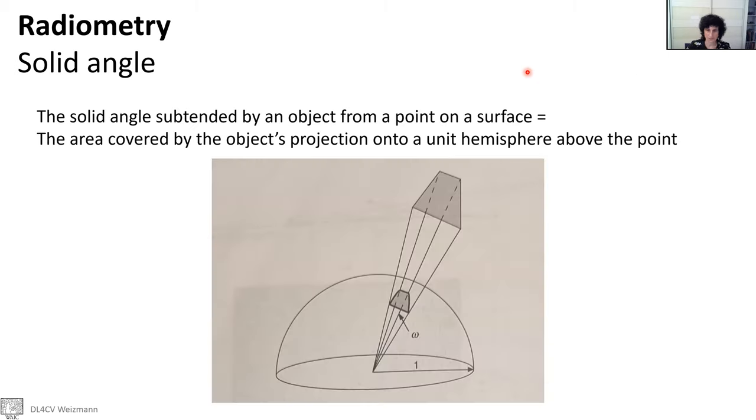Just to illustrate, I have some far object. I have a point, a surface, and I'm sending rays to this object. The projection of the object on the sphere is this piece. Let's say that the radius is one. Therefore, the solid angle is going to be the area of this piece. This is the solid angle subtended by the object, which is far away from the point here.